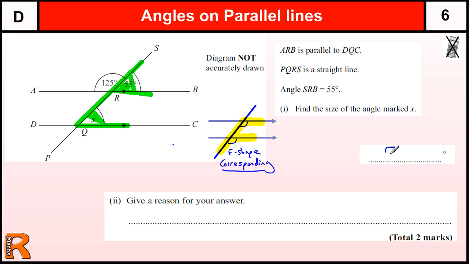So that's 55 degrees. You'll get 1 mark for just putting 55, but you'll need to use the word corresponding, and you should say corresponding angles are equal.